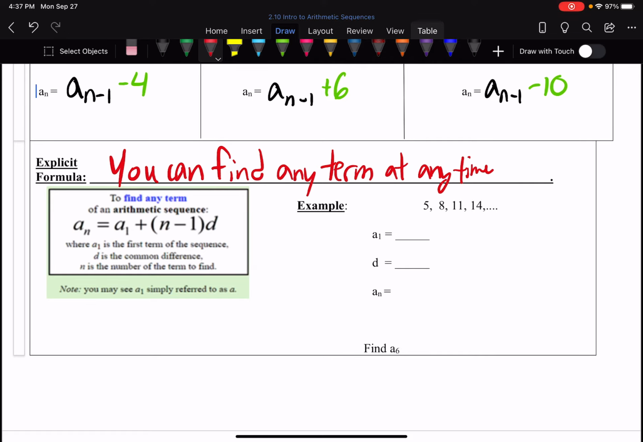So let's see here. We're using the same sequence, 5, 8, 11, and 14. We already know that our a sub 1 is 5, and our common difference, we're adding 3 each time. So therefore, our difference is a positive 3. 5 to 8 is plus 3. 8 to 11 is adding 3. 11 to 14 is adding 3. So our a sub n in this case is going to be our a sub 1, which is 5, plus n minus 1, because we have not defined what term we want to find yet, multiplied by our difference, which in this case is 3.